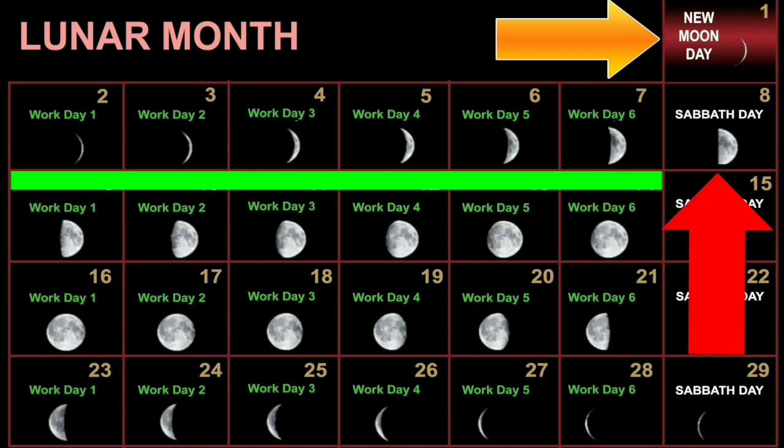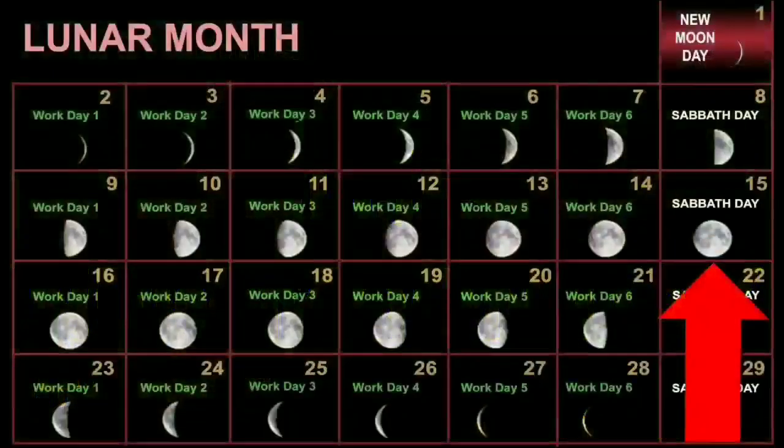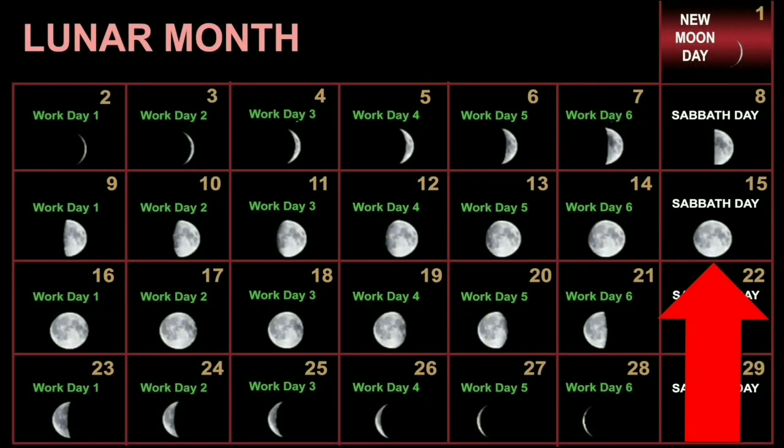And the moon will be half, 50% full on 7 days from the new moon day. That is your Sabbath right there. That's how you determine your Sabbath. 7 days from that, the moon will look 100% full. That's your second Sabbath of the month. You have a full moon on the second Sabbath of the month, on the 15th.